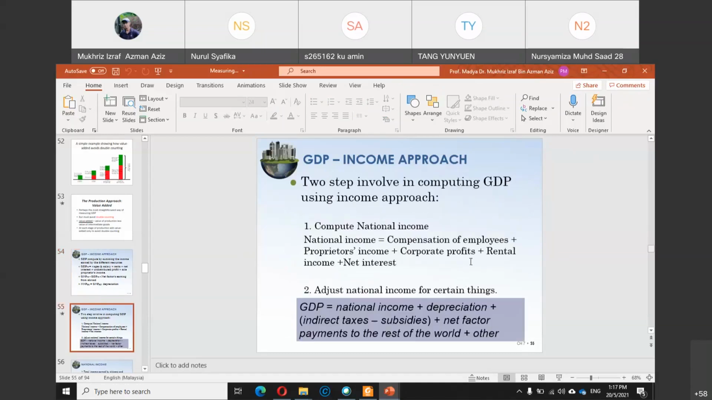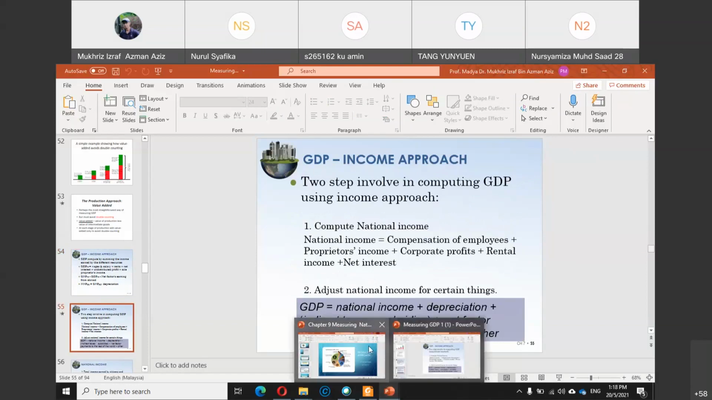Again, the rest of the slides is basically just going through it in detail. From GDP you plus income, depreciation, tax minus subsidies, and net factor payments to the rest of the world.